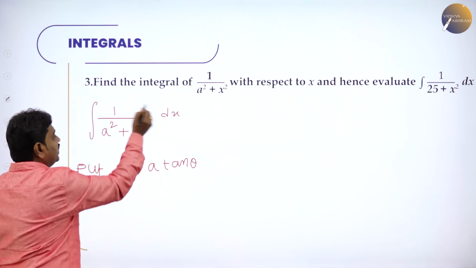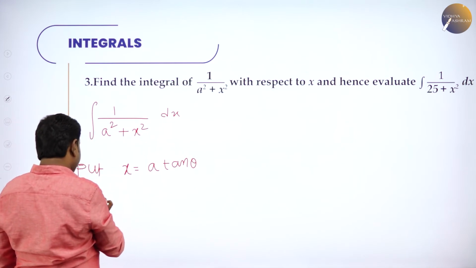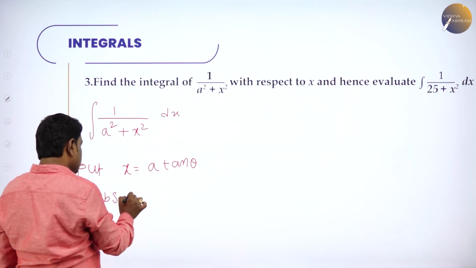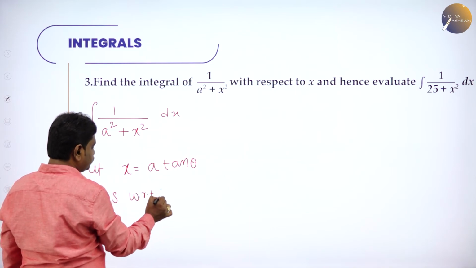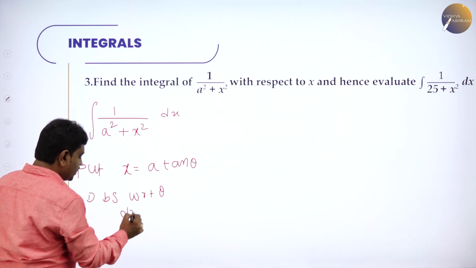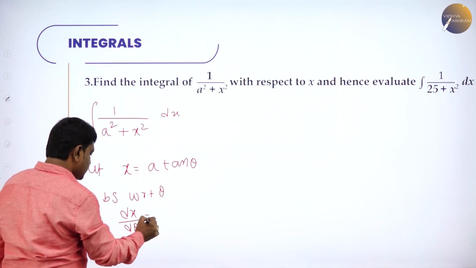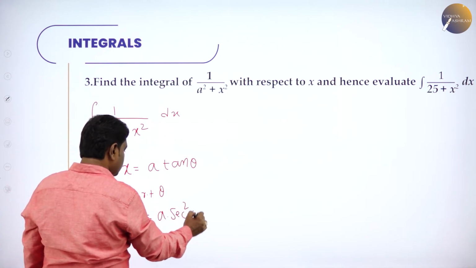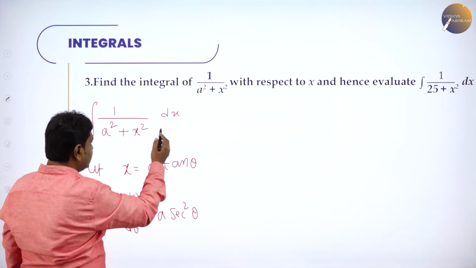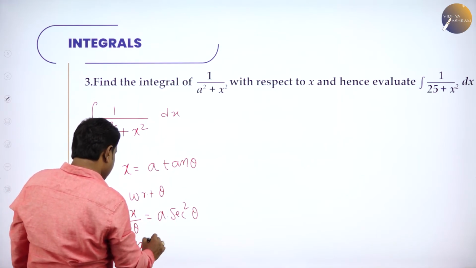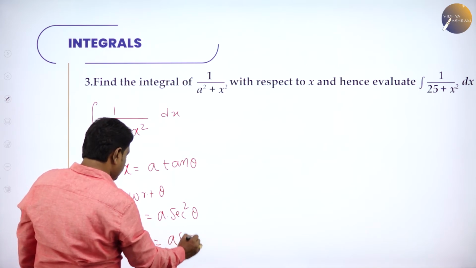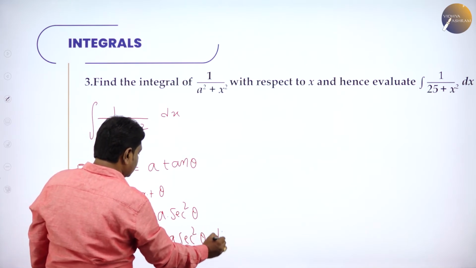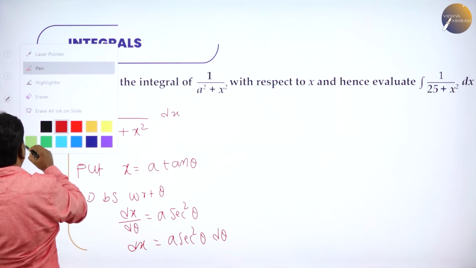Now get the value of dx. So differentiate both the sides with respect to theta. LHS becomes dx by d theta. RHS, a is constant, take it out. Derivative of tan theta is secant square theta. Now you need dx. What is dx now? Dx is a secant square theta d theta. Now you got dx.